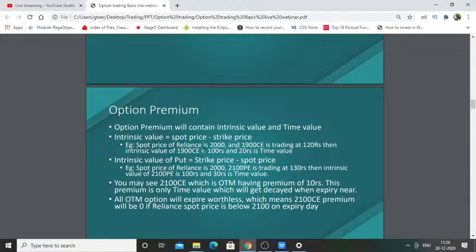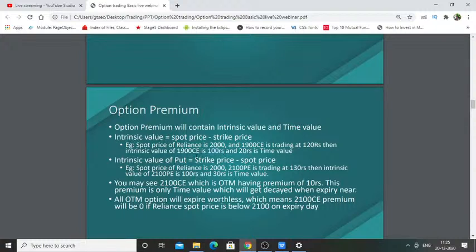If the stock is expiring at 2000 rupees, then the 1900 call option will have only a premium of 100 rupees by the time of expiry. So this is about intrinsic value. This 100 rupees is the intrinsic value, which means the difference between stock price minus strike price. This is for a call option calculation.